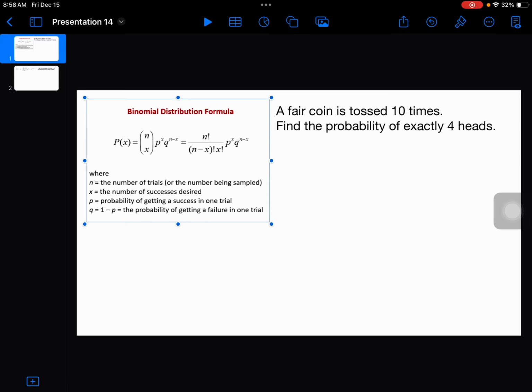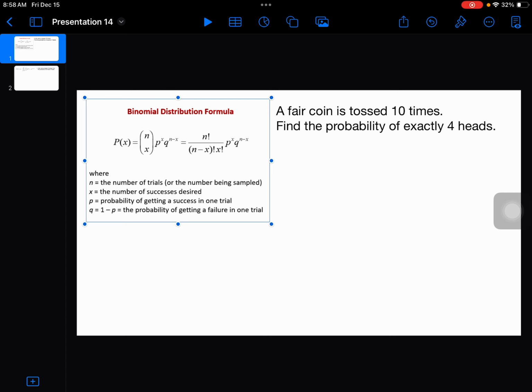In this video I'm going to demonstrate how to use the TI series calculator to calculate a binomial distribution function formula, otherwise known as a Bernoulli trial probability, named after the famous mathematician Bernoulli, for all you history guys and gals out there. So we've got a fair coin.